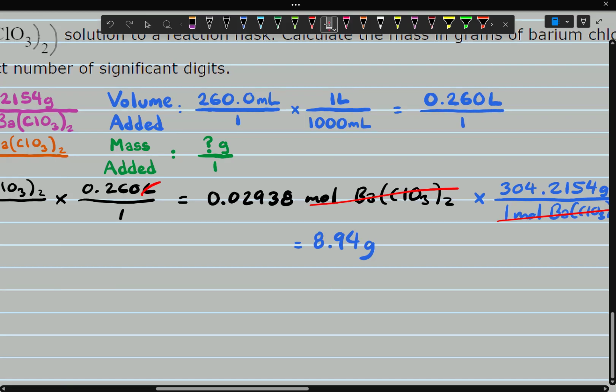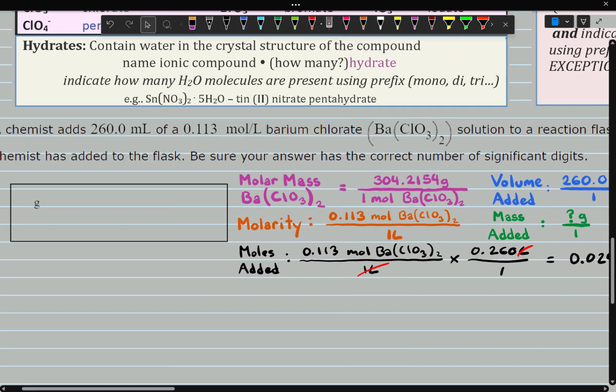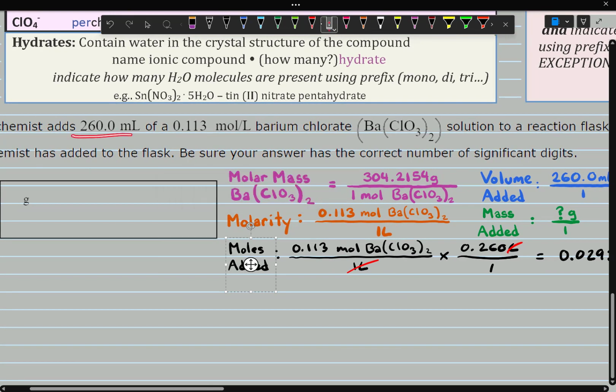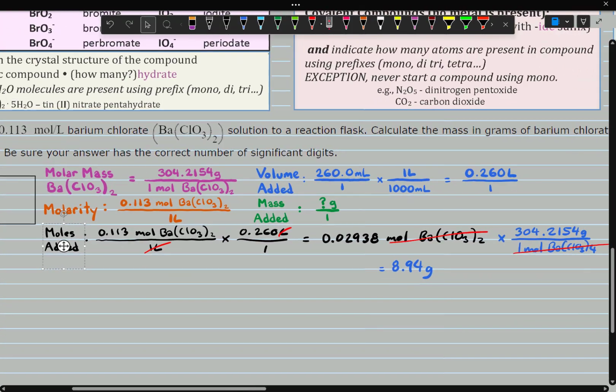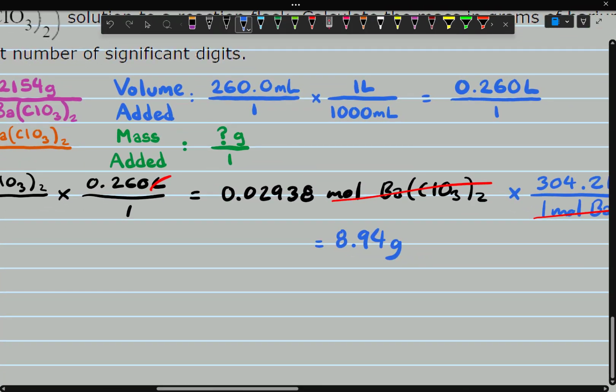And we are doing 3 sig figs. 3 sig figs, check, double check. We have 4 sig figs here and 3 sig figs here. So we're going to use the lowest amount of sig figs for our answer. And so that indeed is our final answer.